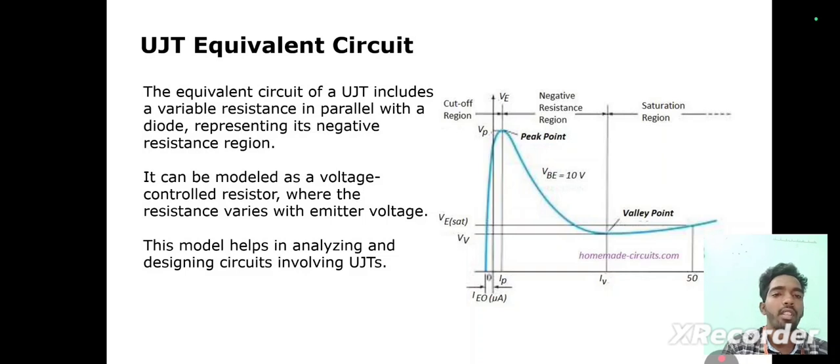When the VE reaches the peak point, that VB is equal to 10 volts, and also the valley point.